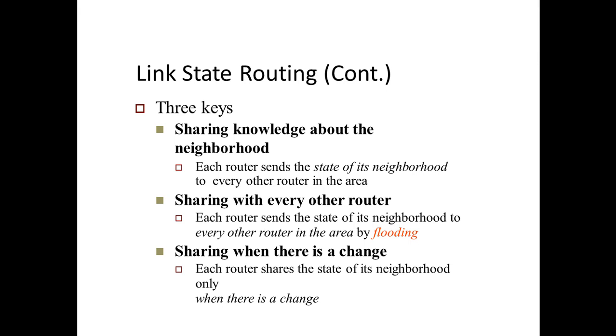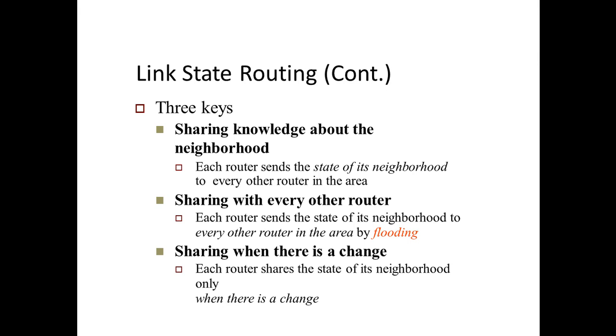Similarly, this router should have the capacity to share the information with each and every other router. Each router sends the state of its neighborhood to every other router in the area by flooding. You know what flooding is? It is a kind of broadcasting, but there is some difference between broadcasting and flooding, and we have discussed that in the class as well. Let's not go into that detail, and if you want to discuss it further, you can watch the previous class discussions in which we talked about flooding and broadcast.